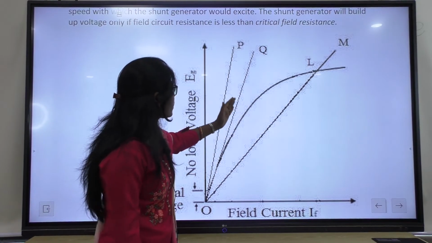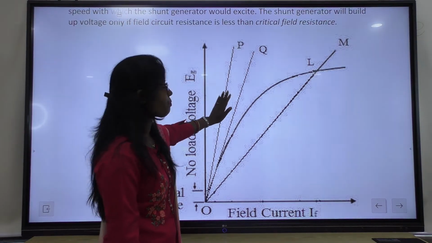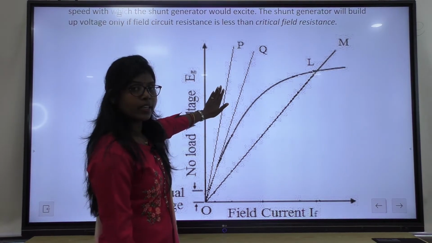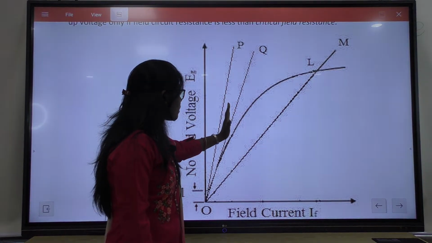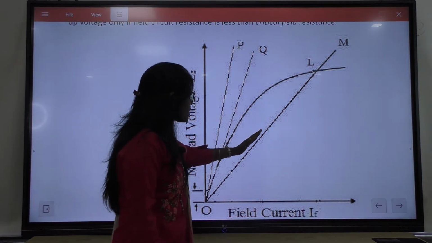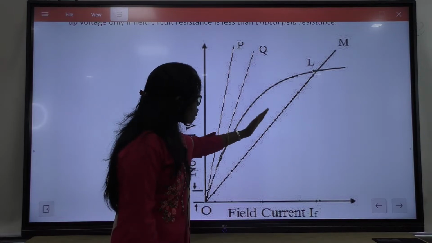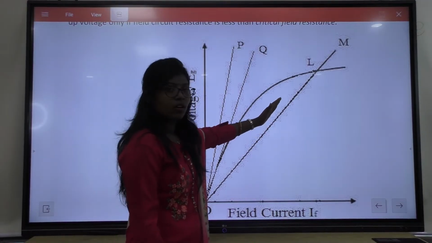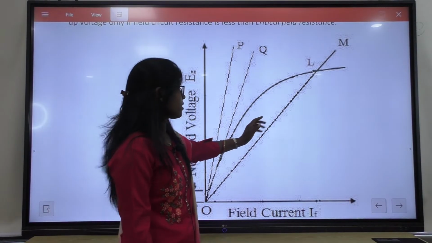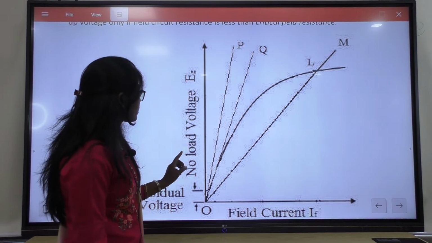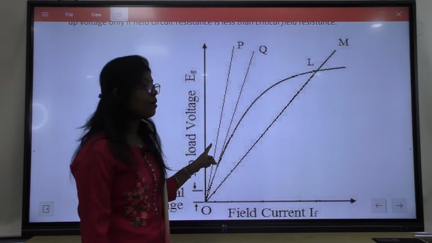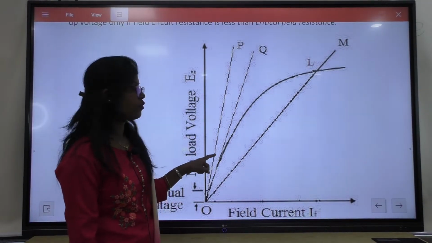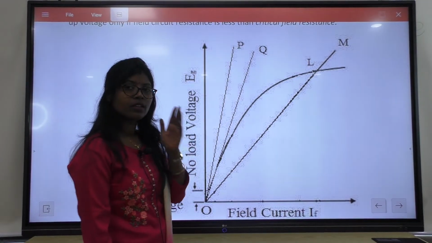Okay, so look, if it is higher, then the generator voltage will not build up. So, if the shunt field resistance is less than the critical resistance, then the generator can build up voltage. So critical resistance is the maximum shunt field resistance which can build up voltage. Okay.